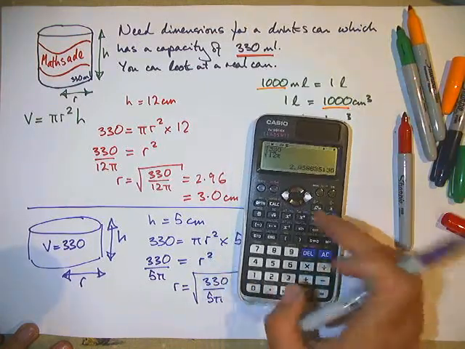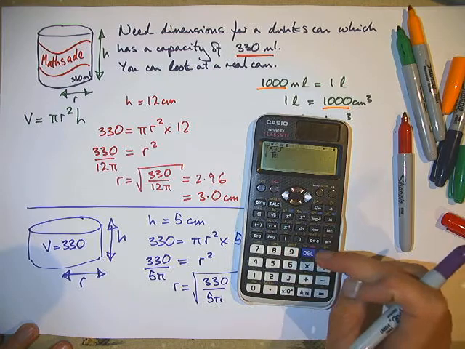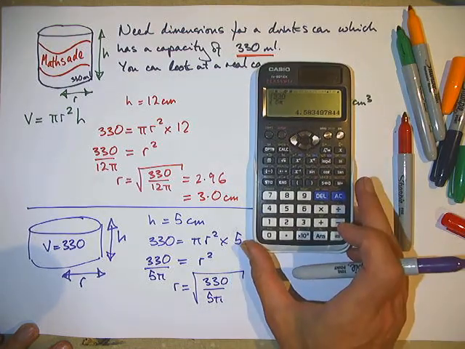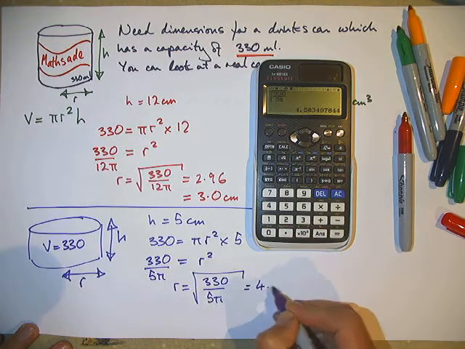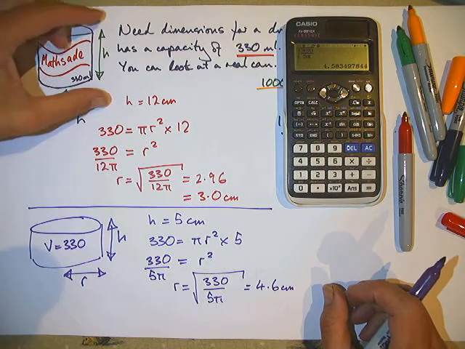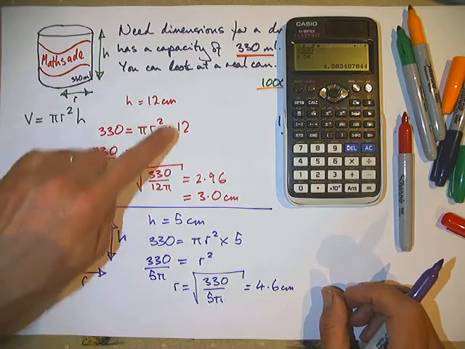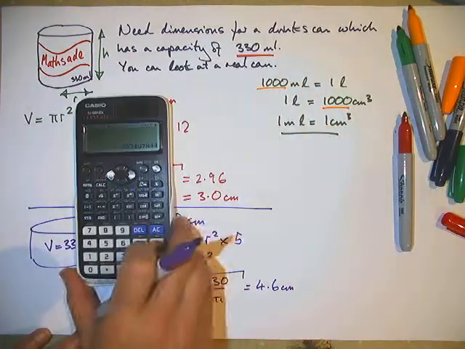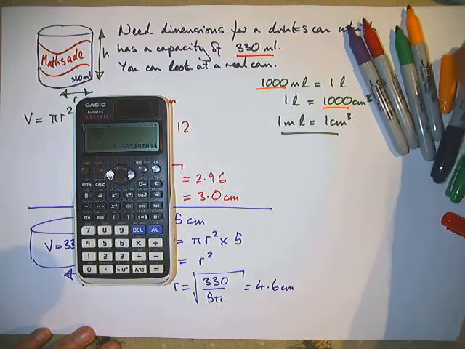So in fact, let's just edit that. Let's change the 12 to a 5 there and get 4.58, 4.6 centimeters. As I made that smaller, I've made that wider. 12 has become 5, 3 has become 4.6. There might be some of you saying, well, that's all well and good. I've chosen the height twice.